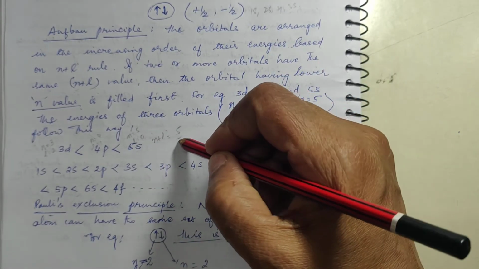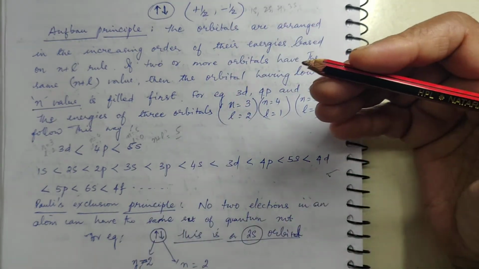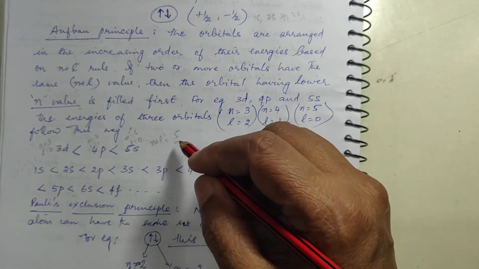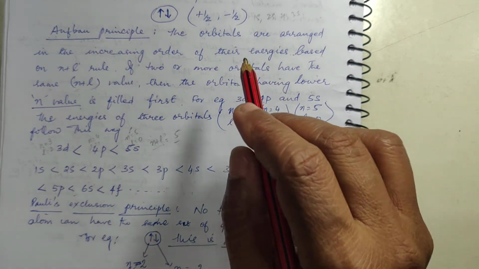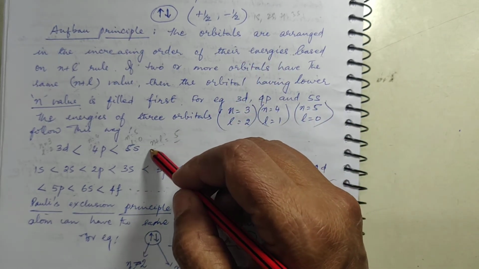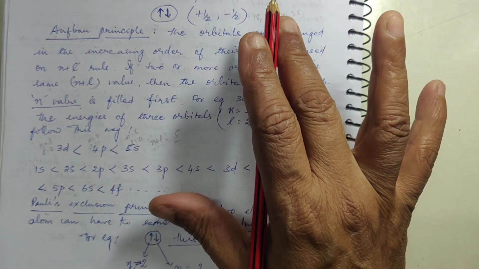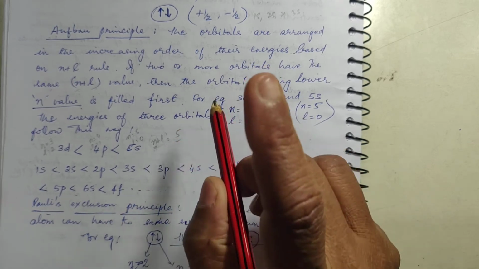Now how do you arrange them in the increasing order of energy? Which will have greater energy, which will have lesser energy? So they say that when you consider this n plus l, whichever is having lower n value, that will have lesser energy. The one which is having lower n will have lesser energy.